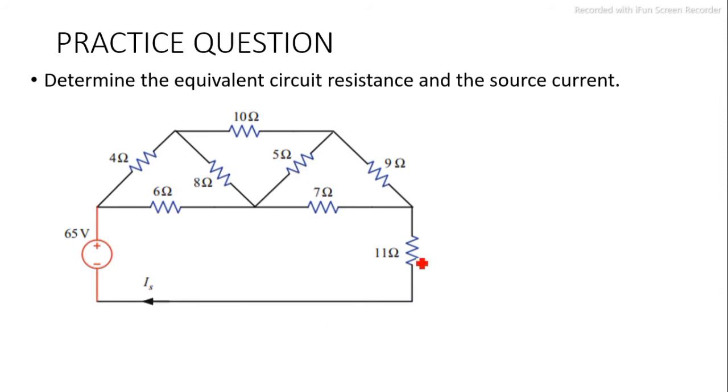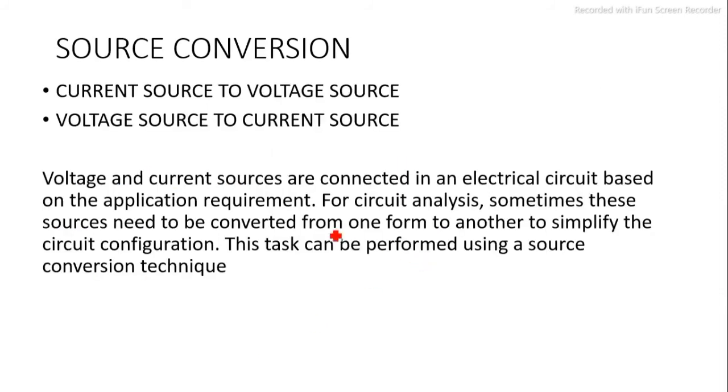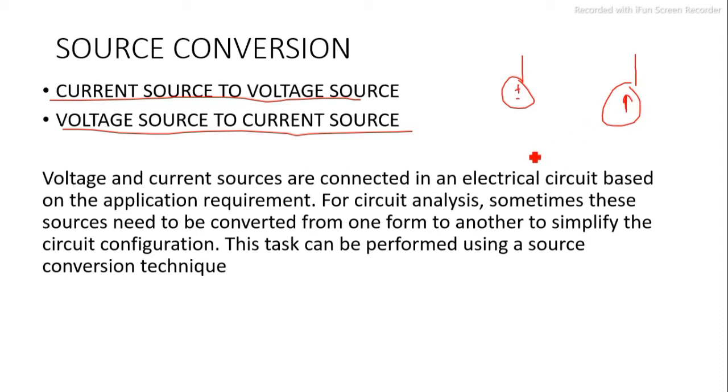So let's move to source conversion. In source conversion, you convert from current source to voltage source, and also from voltage source to current source. So that means if you have a voltage source, plus minus, you are going to convert it to a current source. If you have a current source, convert it to a voltage source. We are going to do both ways.